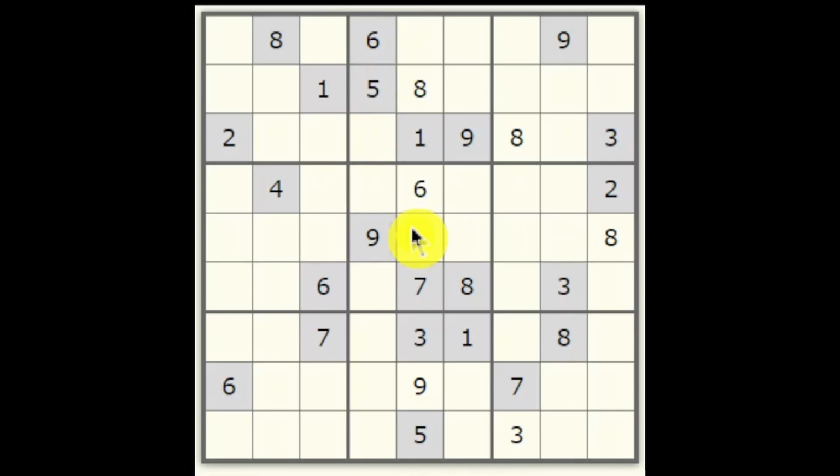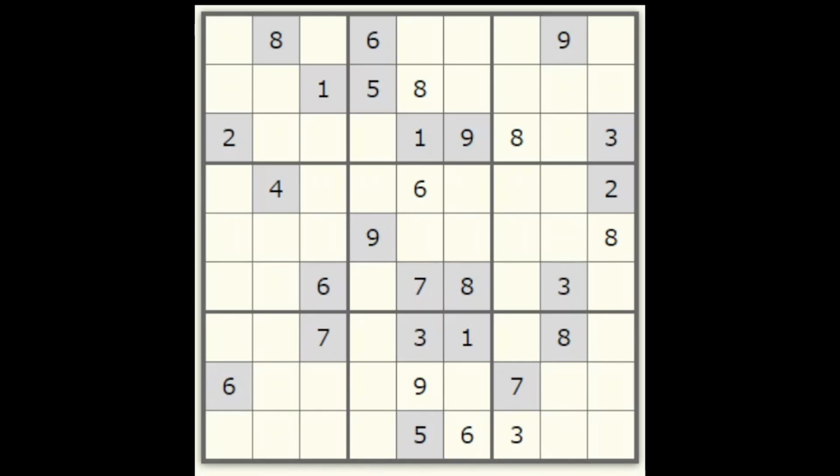Where can we now put a 6 in column 6? It can't go in any of these 4 cells because of these 2 6s, right? And it can't go in this cell either because of this 6. Therefore, it must go here.